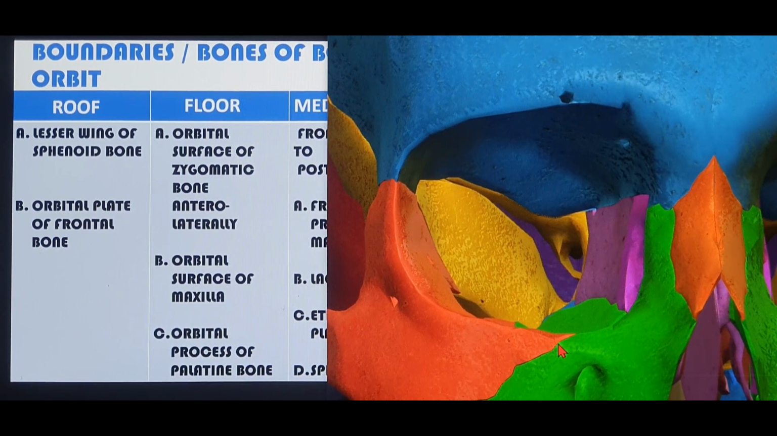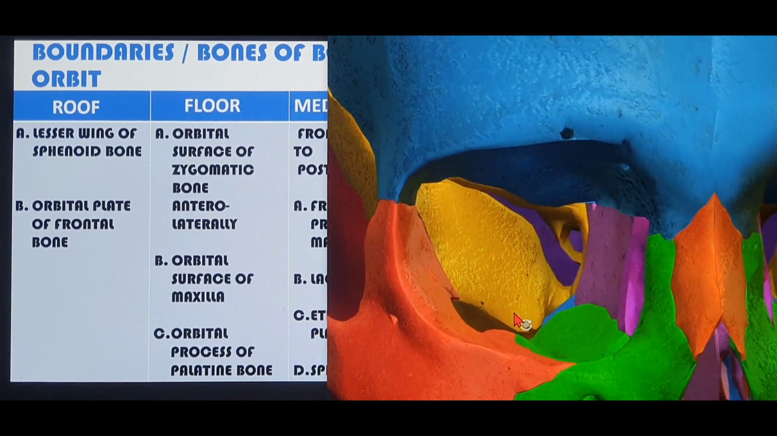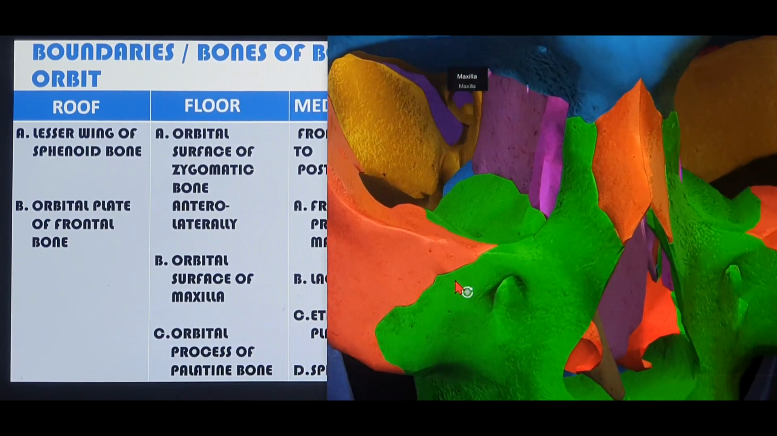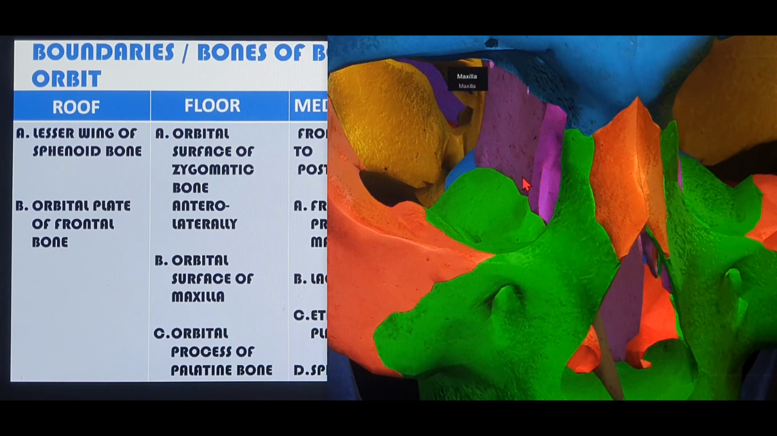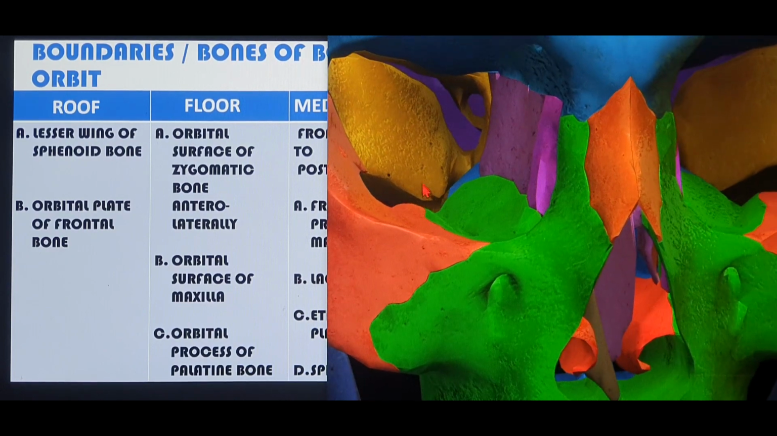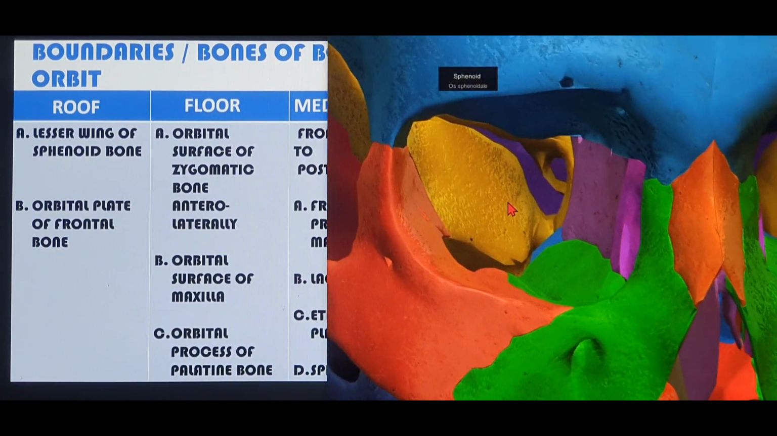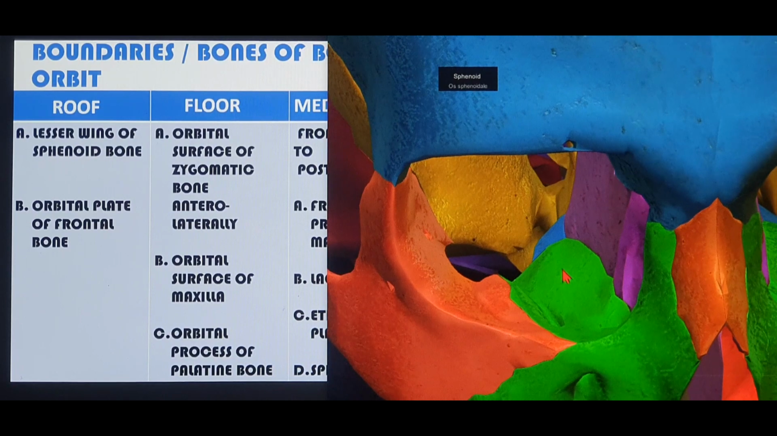Next we go on to the floor and the lateral wall. Now, if you look very closely over here, this is the entire floor of the bony orbit. That's the superior orbital fissure, that's the inferior orbital fissure, that's the optic canal, as you can see over here. So if I turn this like this, you can see this is the entire floor over here.